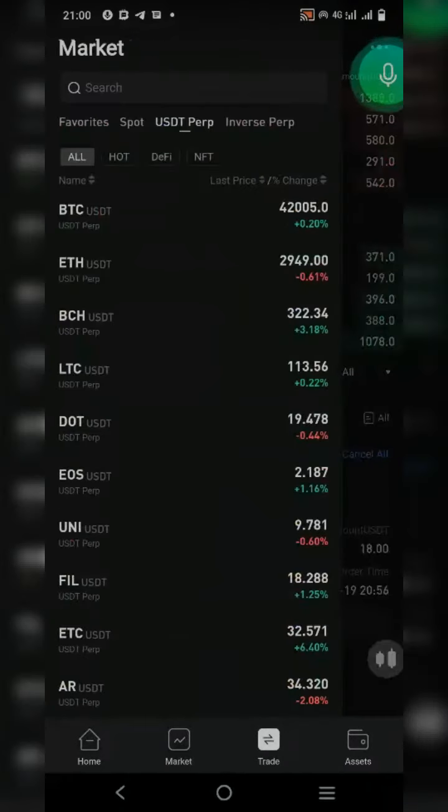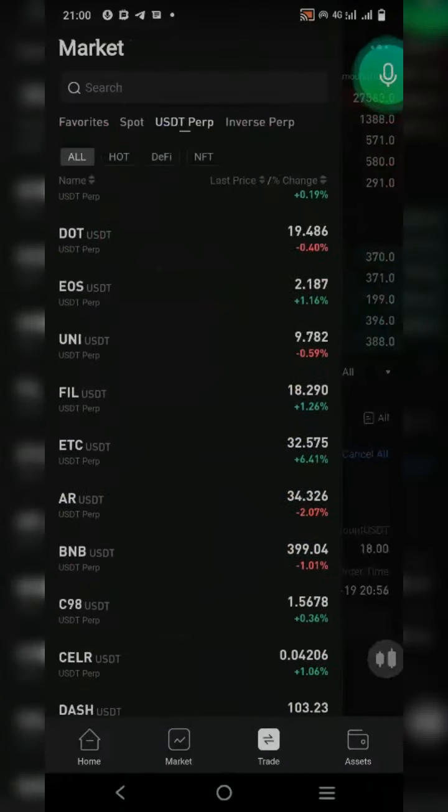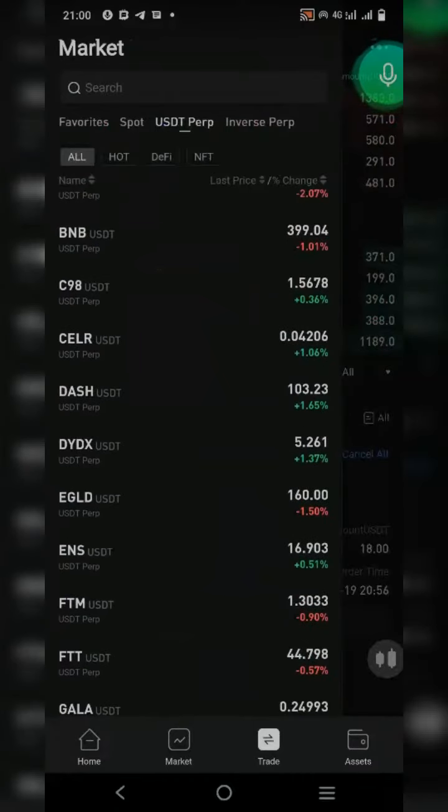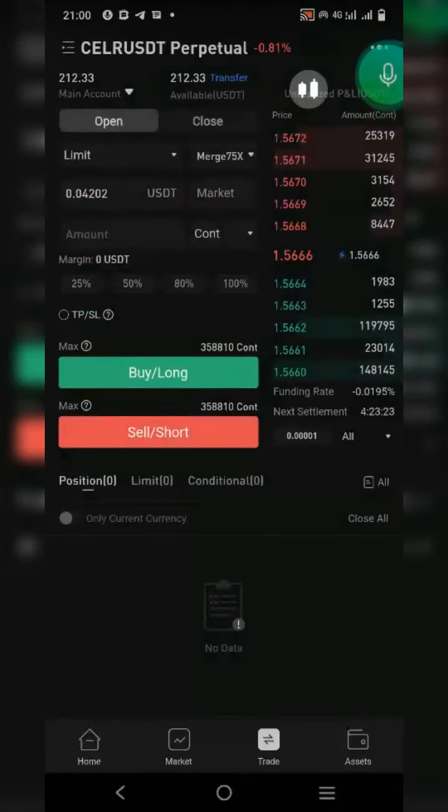We are done with spot. We are moving over to the perpetual market. We can decide to select any coin here that you're interested in. At this point, I just got attracted to Stellar. So CELR.